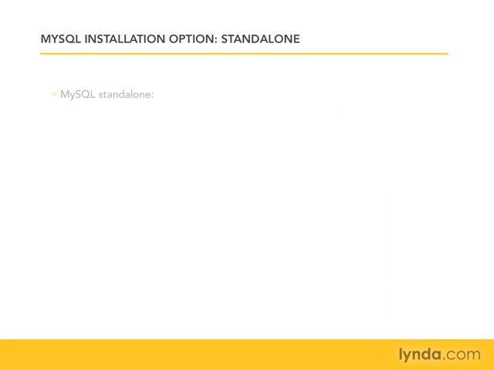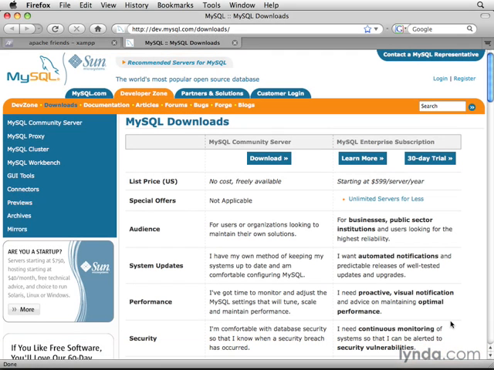The other option is to install MySQL as a standalone package. In other words, you have your web server already installed separately, you have your languages installed separately, and you're going to be installing the database separately. If you choose to go this route, you can either download your MySQL from the download URL here on the screen, or you can buy one of their support packages.